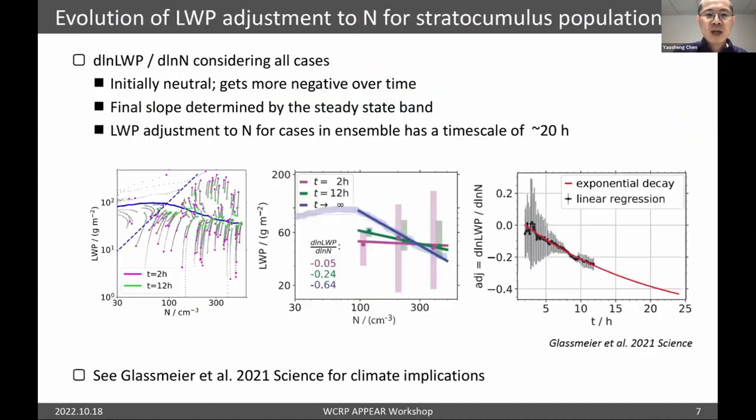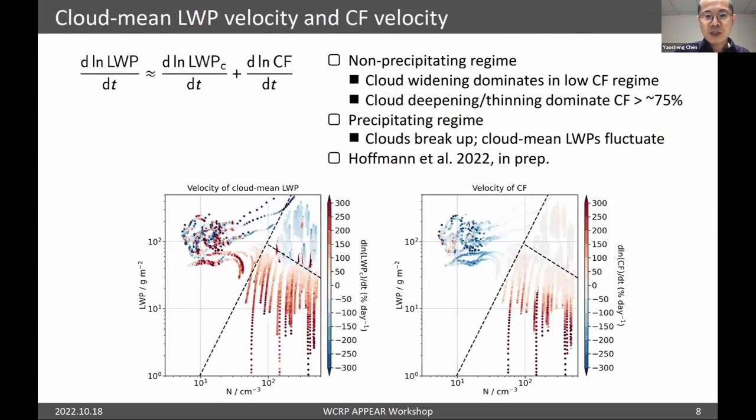To understand this liquid path adjustment to N for this whole cloud population, we diagnose this d log liquid path over d log N for all the cases. If we take all the dots at the beginning, the slope, or this ratio, is pretty neutral, as shown in the magenta line in the middle panel. As we move towards the later part of the simulation, it gets more negative, and eventually you get to a very negative value determined by this steady-state line. From here, we can estimate a time scale of this evolution of about 20 hours. So I'll skip this slide.